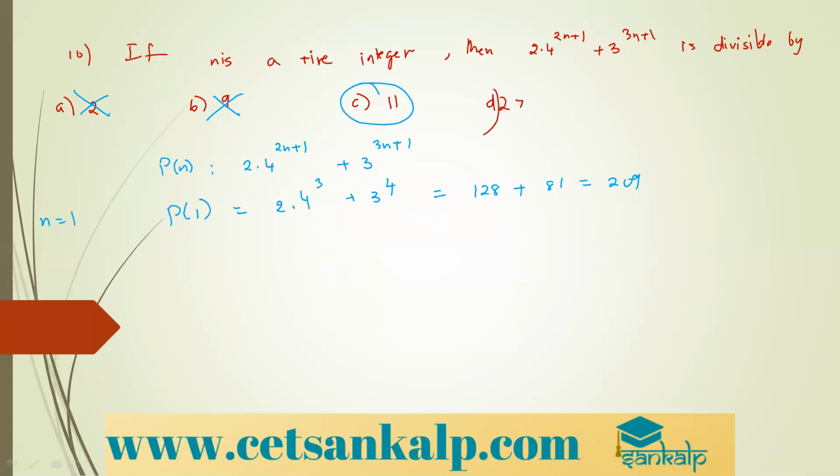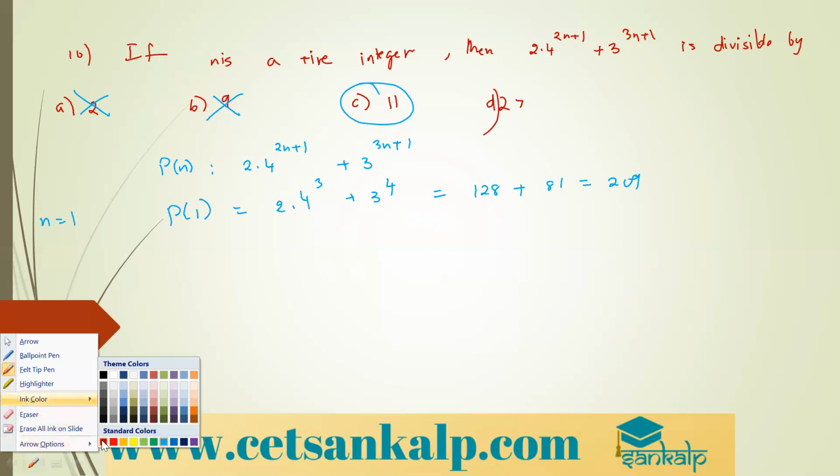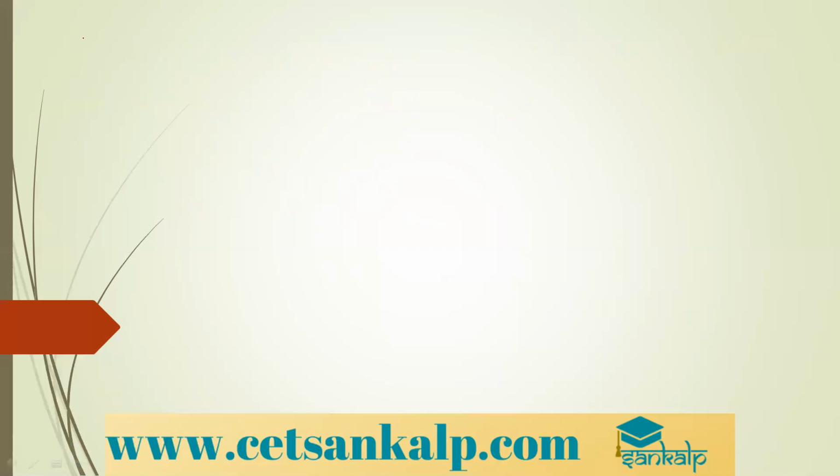Next we will go to question number 11. In question number 11, it is asked: 49 power n plus 16n minus 1 is divisible by which number? It can be 3, it can be 4, it can be 19, it can be 29.